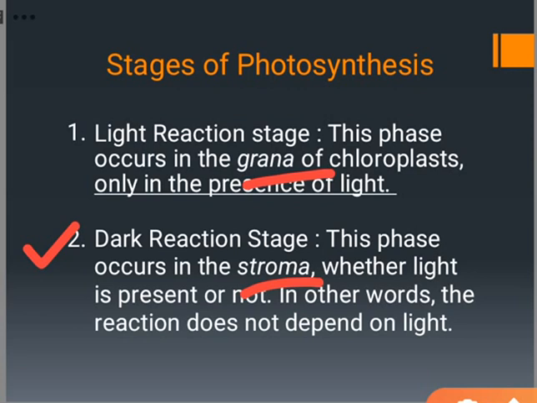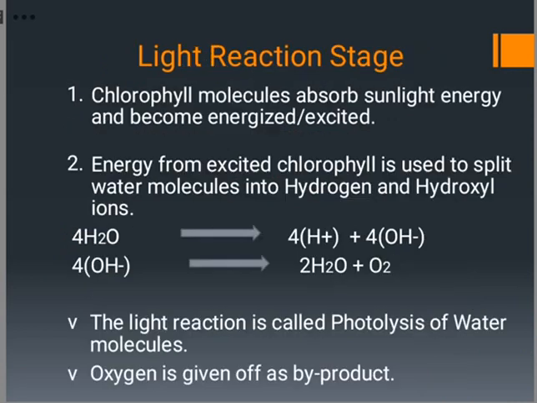So, we call it the dark reaction stage, not because it needs darkness to take place. It is called the dark reaction stage because it can take place whether light is present or not. In other words, the reaction does not depend on light.